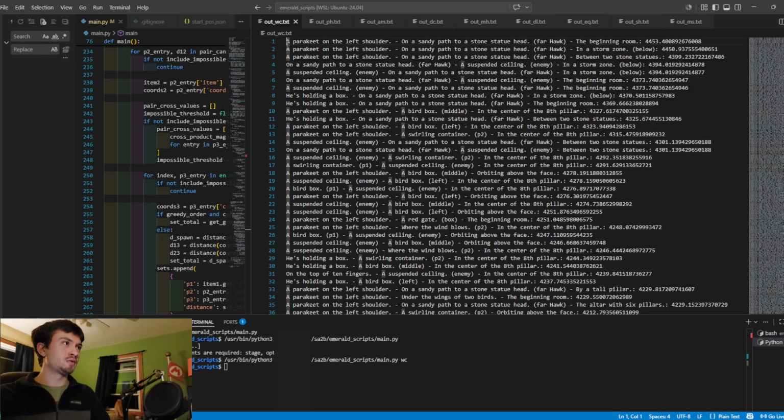Right, so what do we have? We do have a parakeet on the left shoulder, but then we do have a really far piece on the head side, the farthest piece on the head side for the second piece, Sandy Paths Stone Statue Head, and then Beginning Room as our most remote third piece. And that is our biggest set. That is a total distance of that many units.